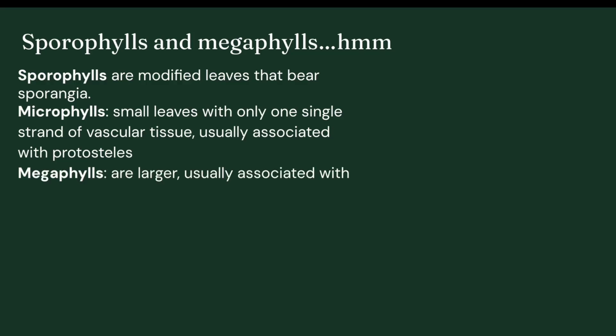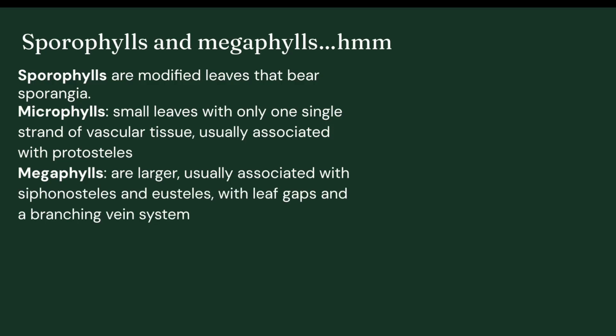Microphylls and megaphylls are two distinct types of leaves, okay? Microphylls are found in the lycophytes, and they're more ancestral. They are small, which is why they're called microphylls, but importantly, they only have one single strand of vascular tissue, and therefore are usually associated with protosteles.